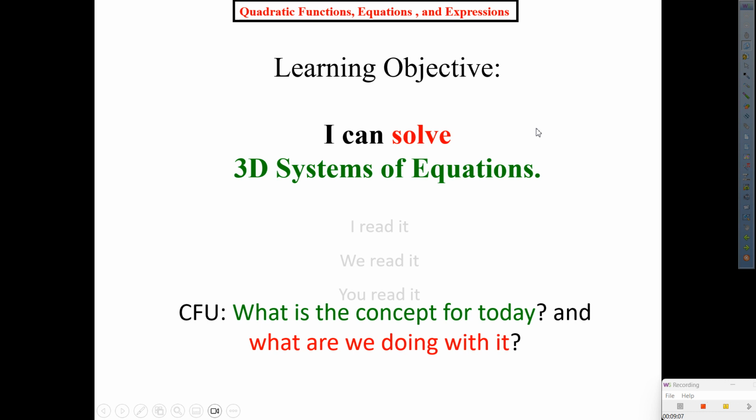Anyways, get a Cornell note ready, please. I can solve 3D systems of equations. You don't need a fair model. We already know what systems are.